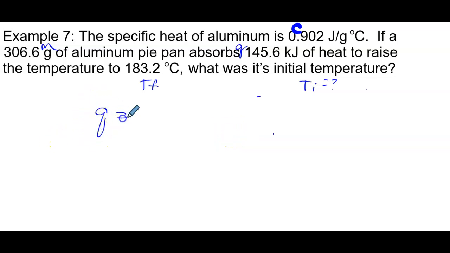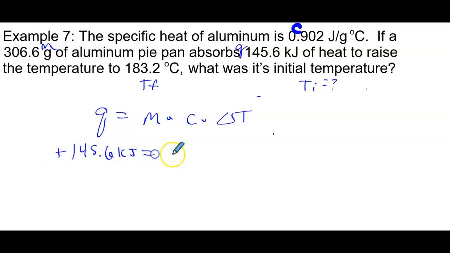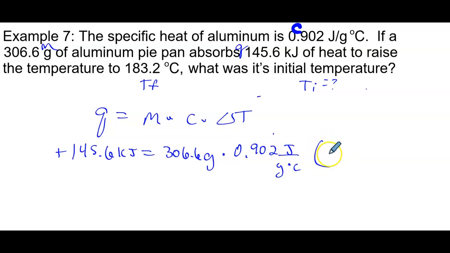Okay, so we have Q equals M times C times delta T. Our Q is 145.6 kilojoules, and it says absorbs, so it's positive. Our mass is 306.6 grams. Our specific heat is given to us to be 0.902 joules per gram degree Celsius. Our change in temperature, remember, is TF, which we know is 183.2 degrees Celsius minus TI, which is what we're solving for.